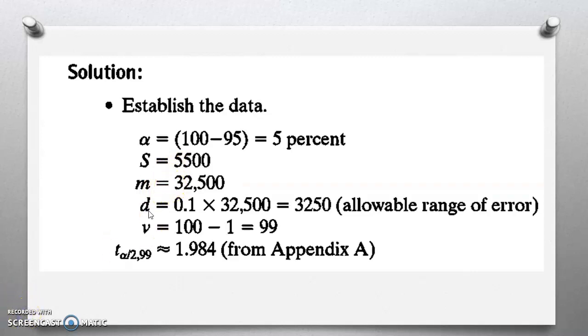Next is the allowable range of error. RD is equal to 0.1 multiplied by 32,500. 0.1 because it's stated in the problem that it is required with a 10% allowable error, which means that we have 3,250 for our allowable range of error. Next is v, or the degrees of freedom, which is equal to n minus 1. So, that is 100 minus 1, which is equal to 99.